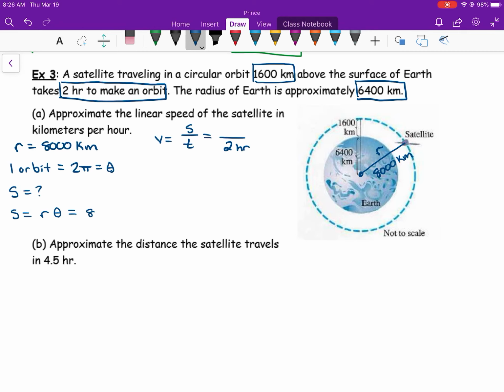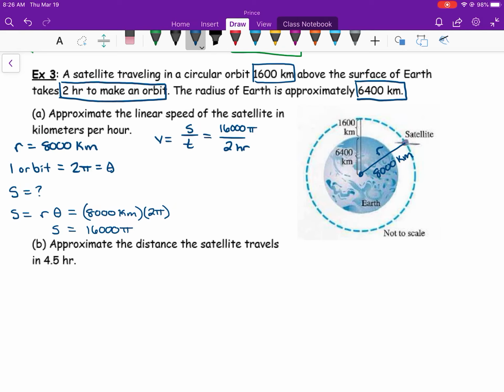Alright, so radius 8,000 kilometers times our theta, which is 2 pi, 1 revolution. It's going to give us 16,000 pi. So that's our arc length. That's the distance around the Earth. So now substitute that in.